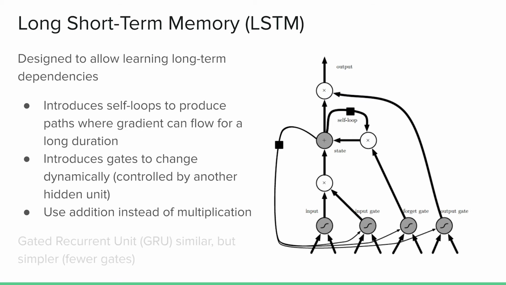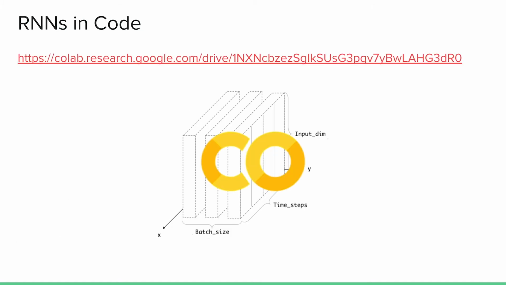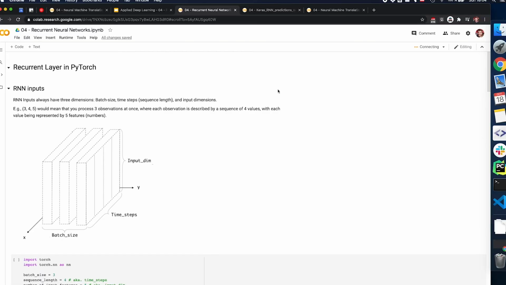So that is the LSTM. There is also a similar thing called gated recurrent unit, GRU, which is similar but actually a bit simpler with fewer gates, while still having a similar functionality, which is used more often than actual LSTMs. So let's take a look at RNNs in code.